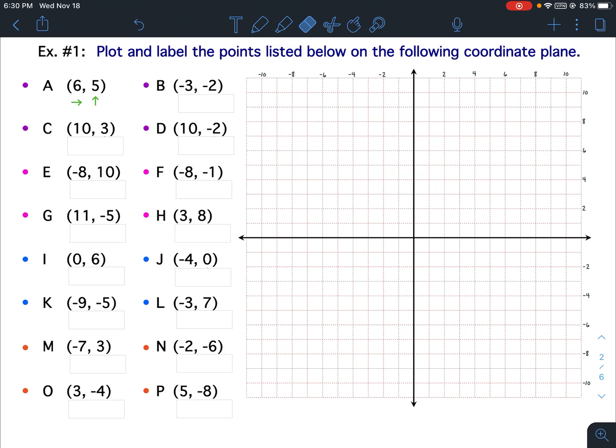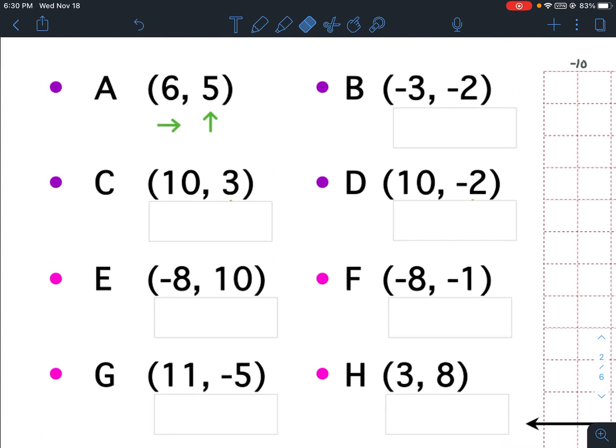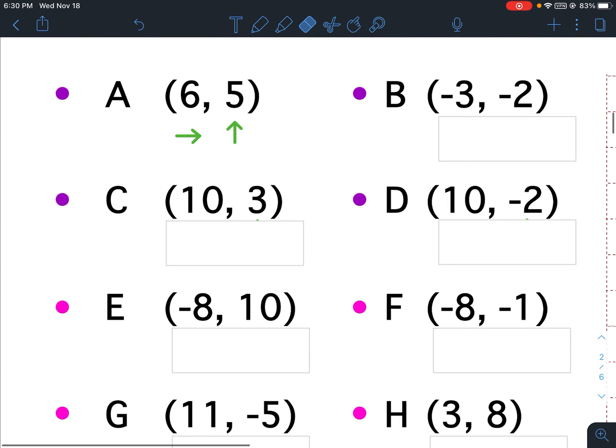Before we do that though, I want you to go through each ordered pair and decide, am I moving to the right, am I moving to the left, up or down? In other words, like I did with example A here, I want you to draw arrows. Since the x-coordinate was positive, I drew an arrow to the right. The y-coordinate was positive, I drew an arrow upward. For B, then 3 is negative, so the arrow would go to the left. The 2 is negative, so the arrow would go down, like this.